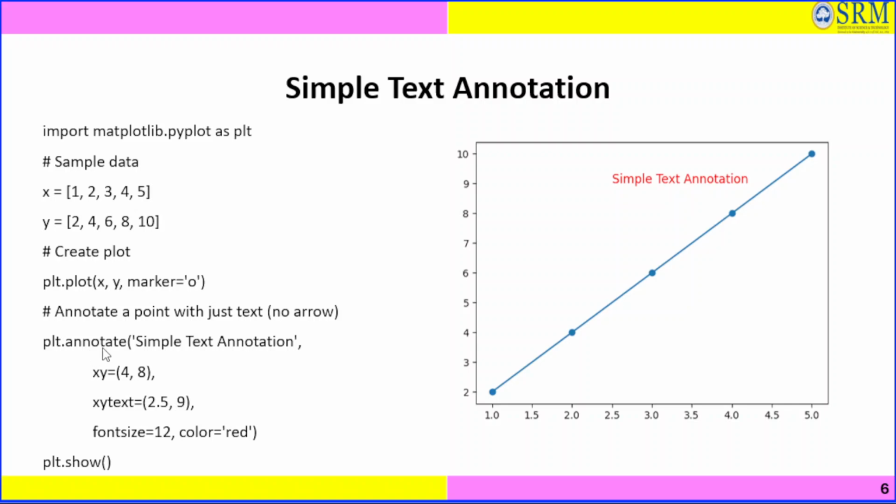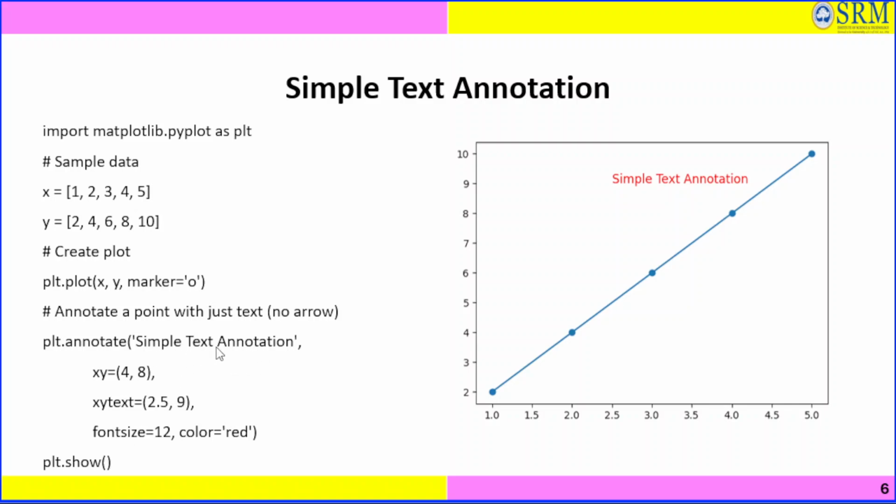And annotation can be done using this line. plt.annotate, within single quotes we need to pass some text, and xy equal to (4, 8), xytext equal to (2.5, 9), fontsize equal to 12, color equal to red. The plt.show function is used to display the plot.